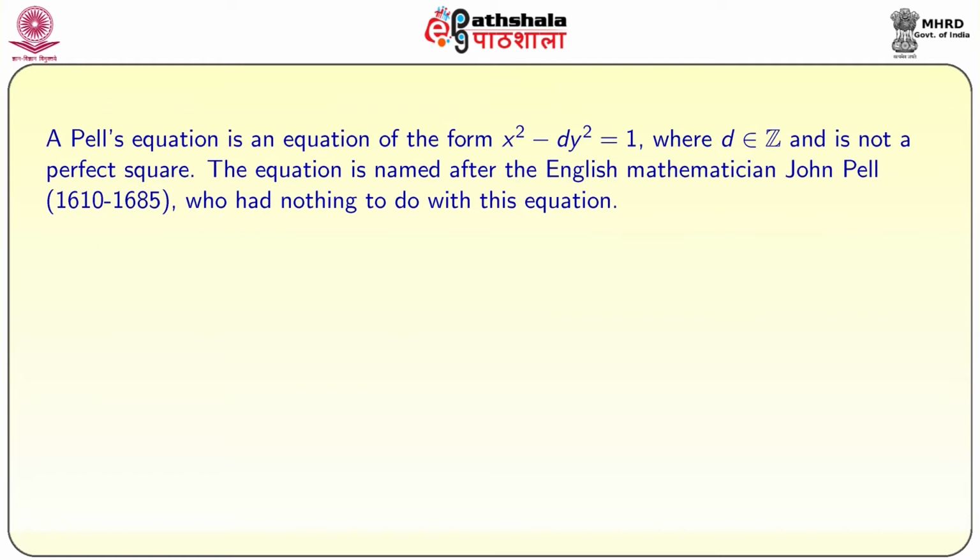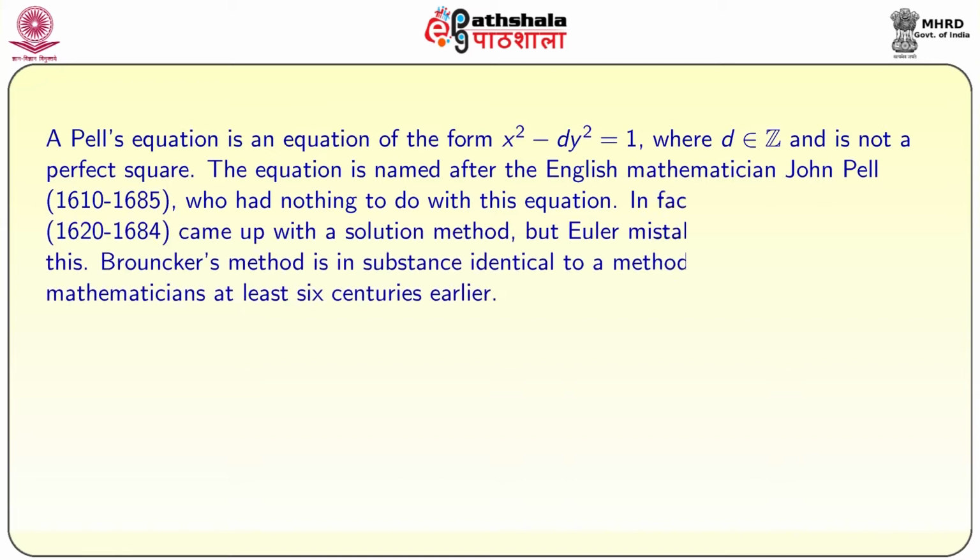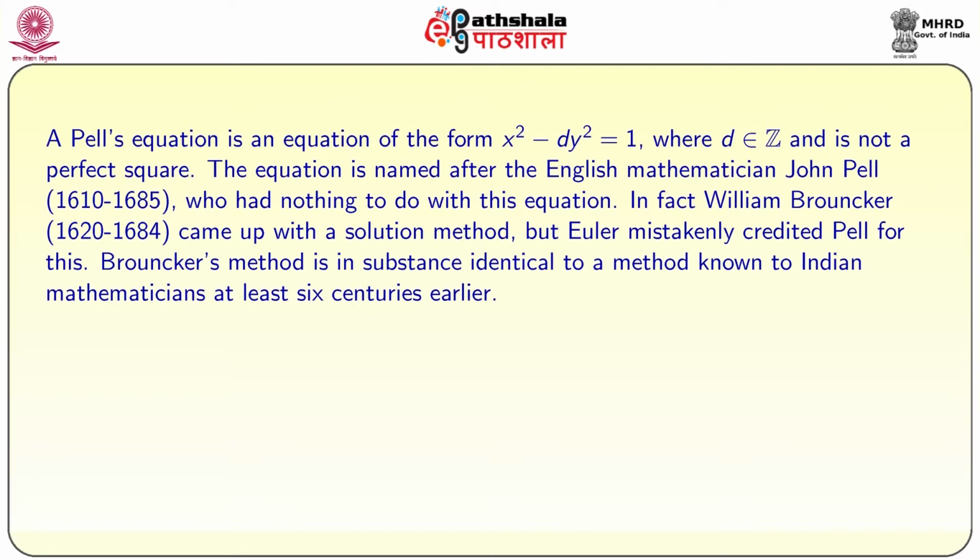A Pell's equation is an equation of the form x square minus dy square equal to 1, where d belongs to Z and is not a perfect square. The equation is named after the English mathematician John Pell, who lived from 1610 to 1685, who had nothing to do with this equation. In fact, William Brouncker, 1620 to 1684, came up with a solution method, but Euler mistakenly credited Pell for this.